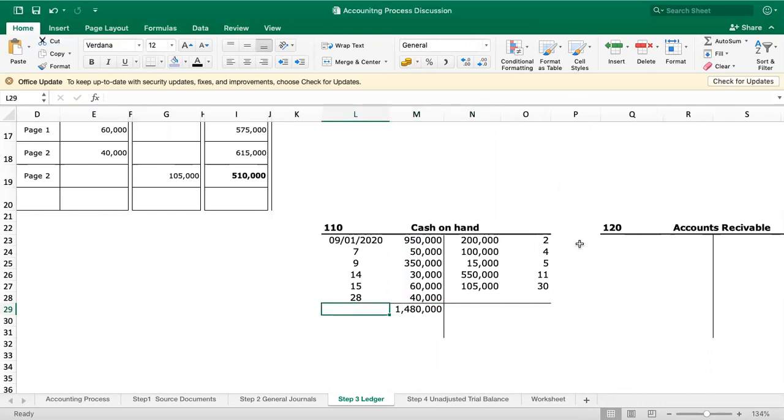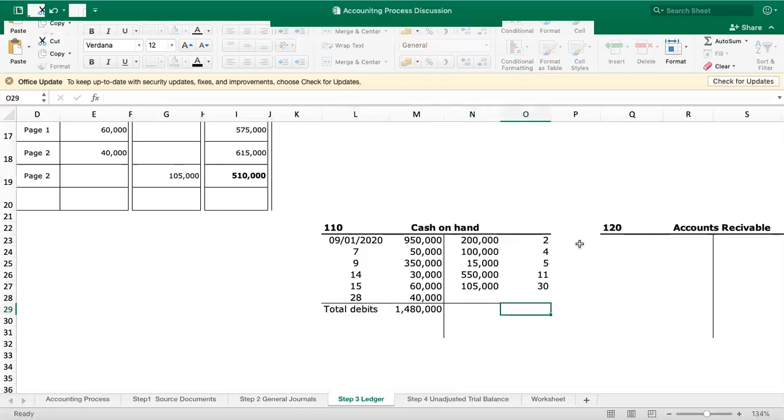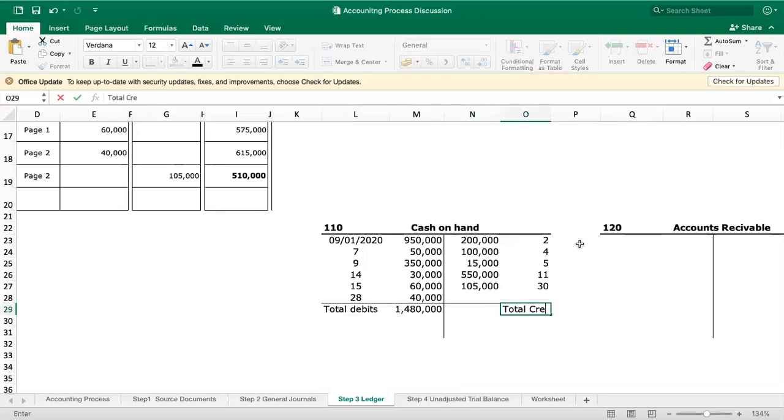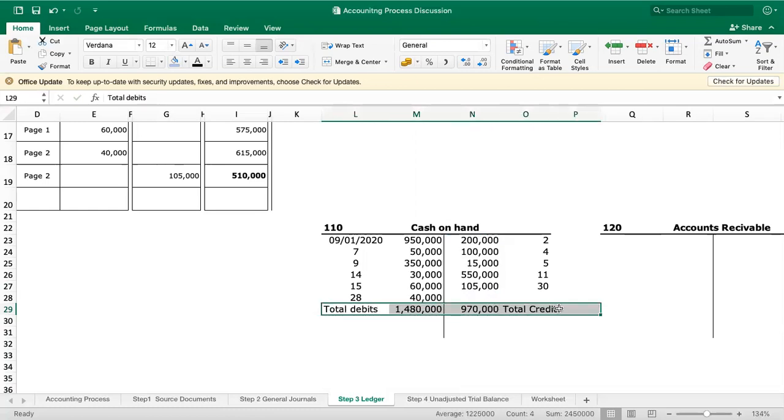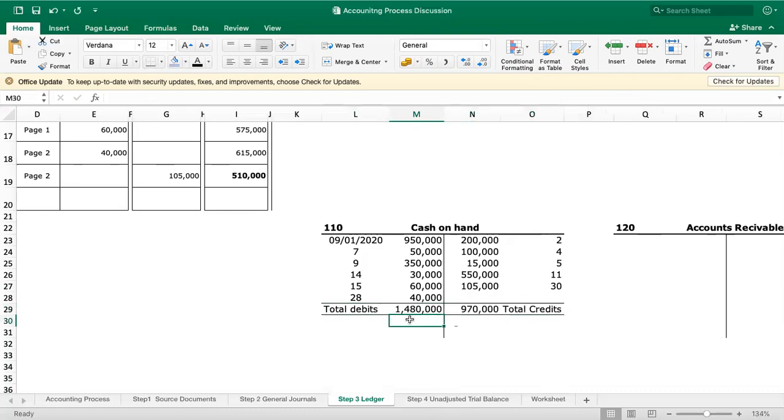This is total debits for your cash account. Then this is your total credits for your cash on hand account. So let's just add. Therefore, which is bigger? So we need to compute the net amount. So let's compute the net amount. Okay, so that's 140. So which is higher?